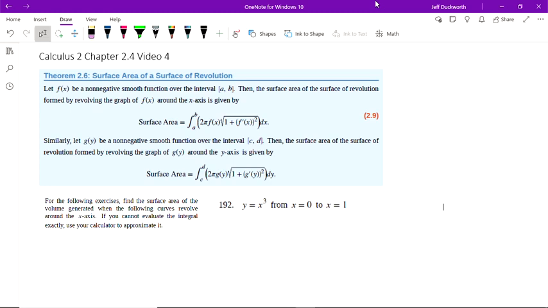All right, so again, f of x is going to be a non-negative smooth curve, so it's not going to dip below the x-axis at all, over some closed interval a to b. And the surface area of the surface of revolution formed by revolving the graph f of x around the x-axis is given below in that first surface area formula right here.